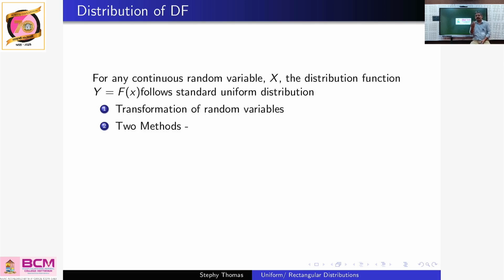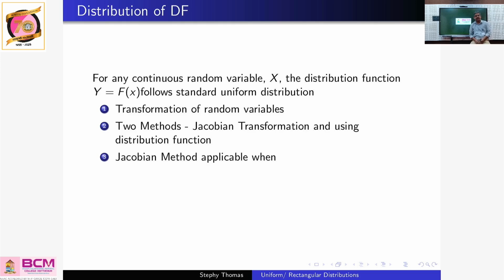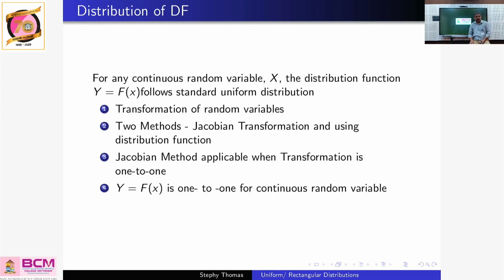So when we consider the transformation of random variables, we know that there are two methods for dealing with these situations. One is the Jacobian transformation method, and the other one is using the distribution function. Now the transformation, here we can see that y equal to F of x, the transformation is 1 to 1. Therefore, we can make use of the Jacobian transformation.